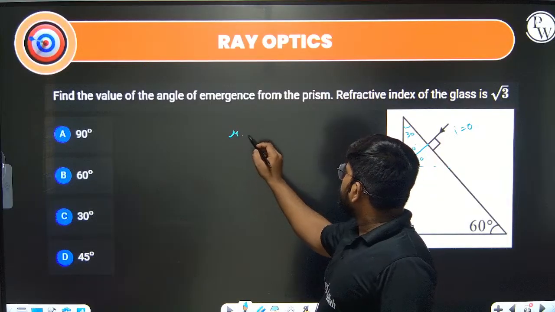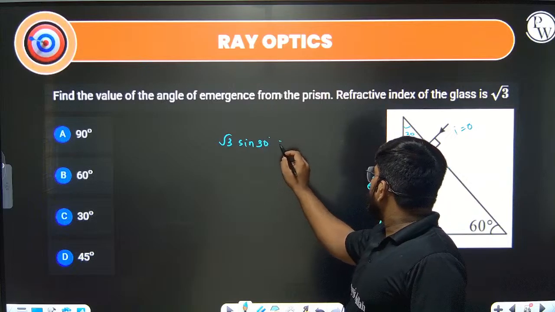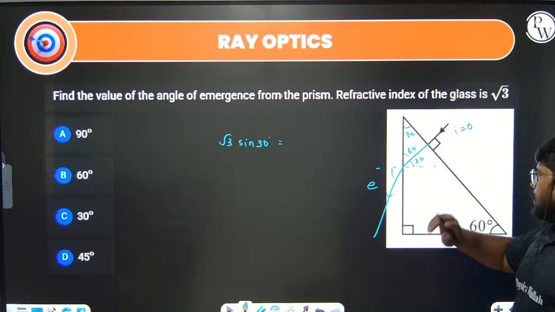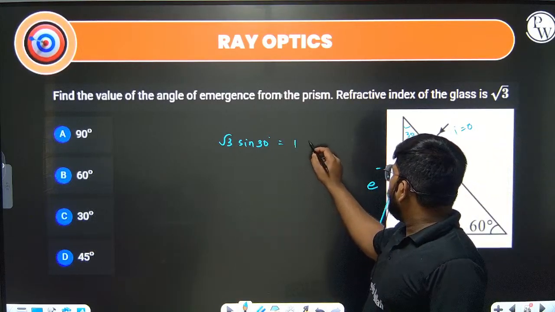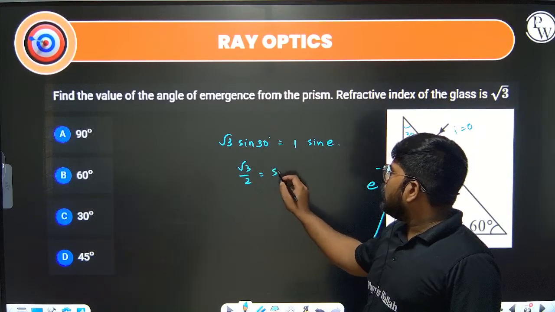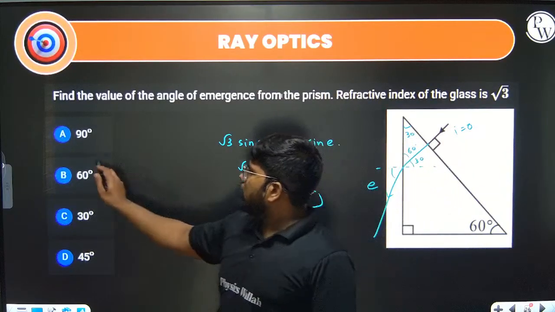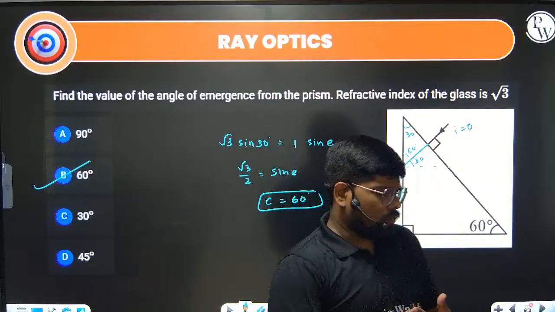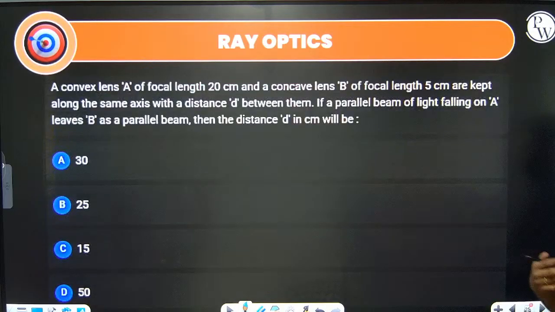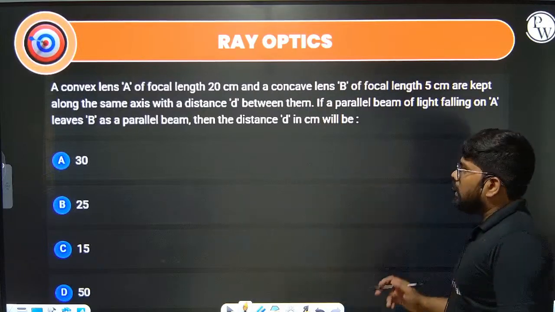Refractive index mu is root 3, into sin 30. Okay, so 30, 60, and this is entering into air, with sin E. So what is coming out? Root 3 by 2 is equal to sin E. That means E is equal to 60 degrees. So it is taking 2 steps, and again these questions, yes, you need to work on the basic application. Prism standard questions, do them once again on your own without seeing, so that you will be very clear with this kind of questions.